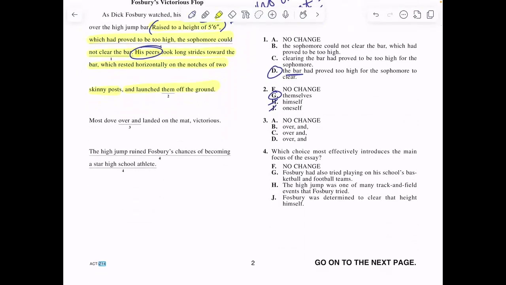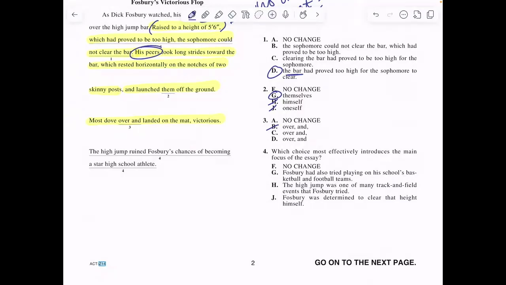Okay, number 3. Most dove over and landed on the mat, comma, victorious. Ooh, I don't love this one. So I'm going to get rid of B first. Why? I don't like "and" as a comma sandwich. That's gross. Remember, this is when a phrase or word is between 2 commas and you could remove it and have it make sense. "Most dove over, landed on the mat, victorious." Kind of weird. So we're not going to pick that one.